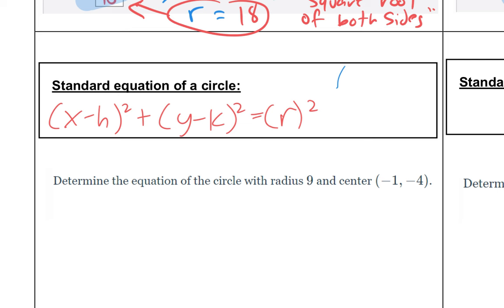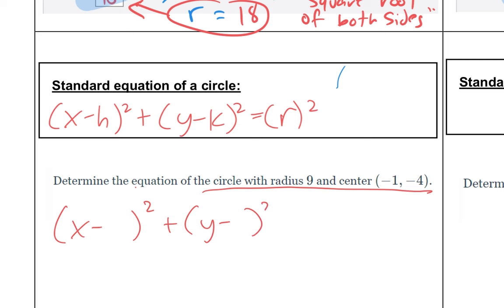Now they want us to determine the equation with a radius of 9 and the center of -1, -4. So now they're giving us a radius and center, and they want us to write the equation. Let's start with the basics. We know it's x minus, close it in squared, plus y minus, close it in squared, equals the radius, and then we're going to square it. The key is to make sure that those are all there as far as the squares, and then we use the subtraction.